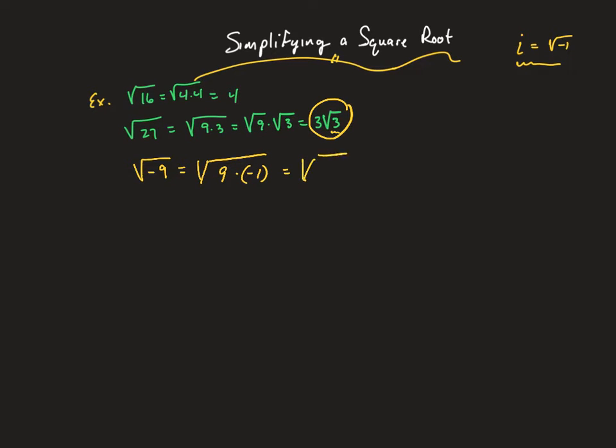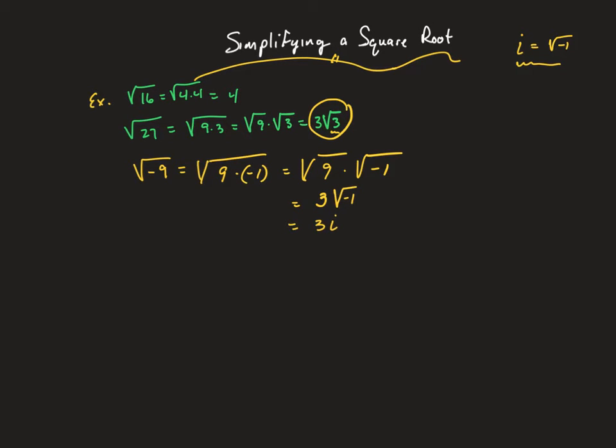And if I simplify that a little bit more, I have the square root of 9 times the square root of negative 1. And the square root of 9 we just said was 3, and then we have the square root of negative 1 remaining. Well, the square root of negative 1 we're going to learn is represented by i. So we can replace the square root of negative 1 with i. So that is going to be equal to 3 times i.